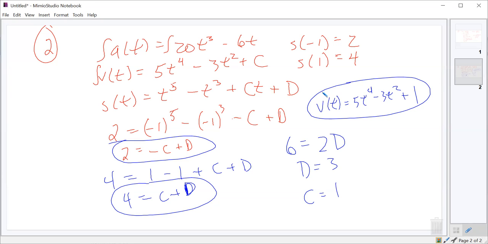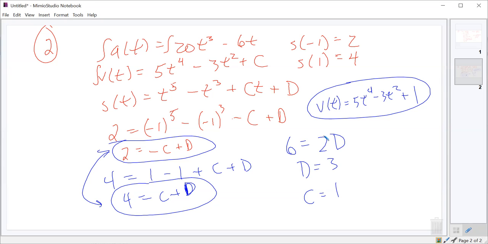So how'd you go from the 4 equals c plus d to the 6 equals 2d? I just added these 2 different equations that I had for c and d together. 2 plus 4 is 6, -c plus c is 0, and d plus d is 2d. Okay, thank you. Does that make sense?